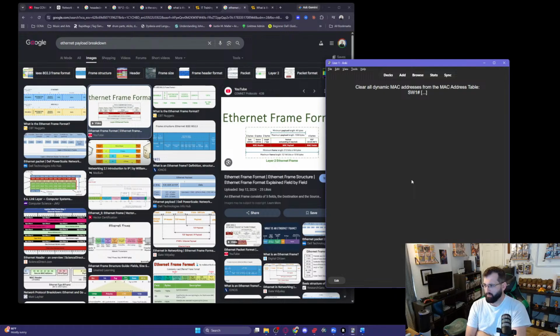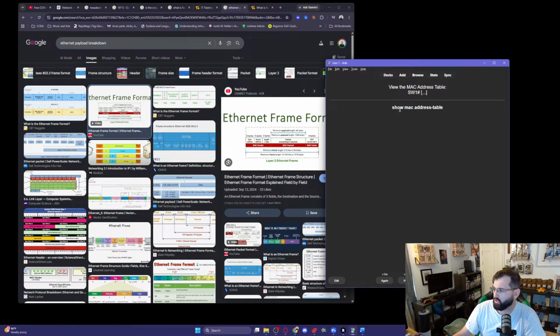Clear all dynamic MAC addresses on the table. Oh, excuse me. Tired. I'm getting hungry too. Isn't it clear MAC addresses dynamic? Clear MAC address table dynamic. View the MAC address table, isn't it? It's literally view MAC address. Show. Dang it! I did that last time too. It's not view, it's show.